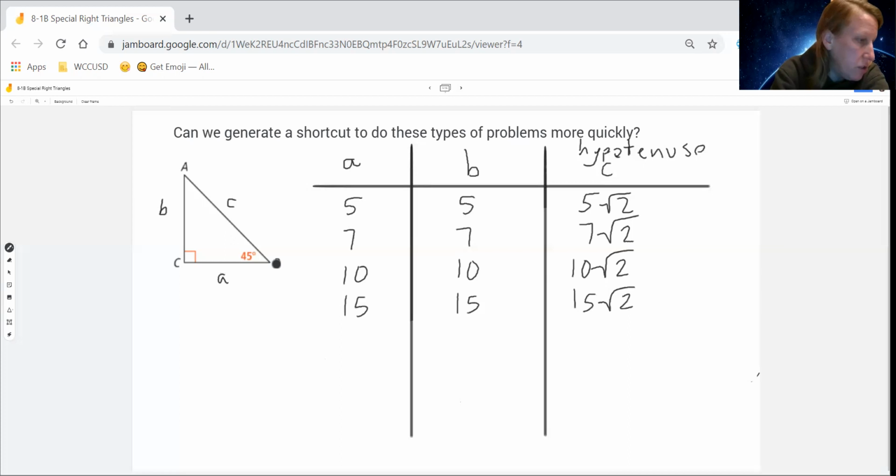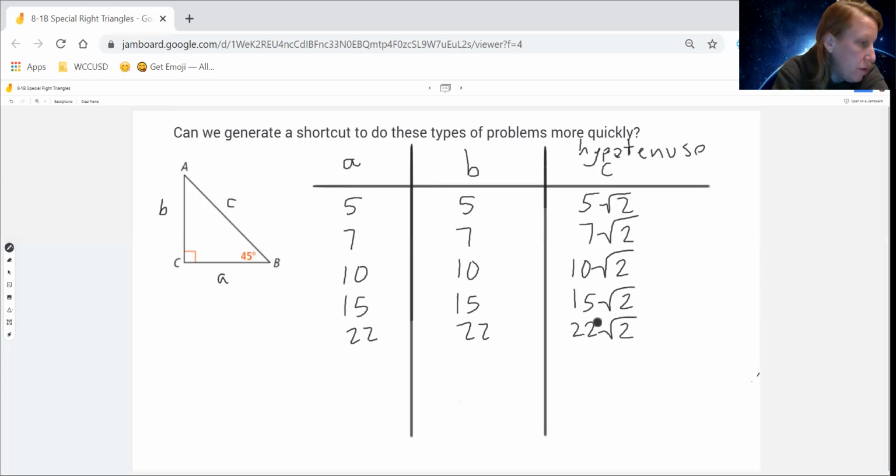What if I made it harder though? What if I tried to get you to go backward? What if I said the hypotenuse was 22 square root of 2? Can you work it backwards? Can you divide the square root of 2 off? If we're multiplying by the square root of 2 to go this way, can we take it off going that way? Sure. These are just going to be 22.